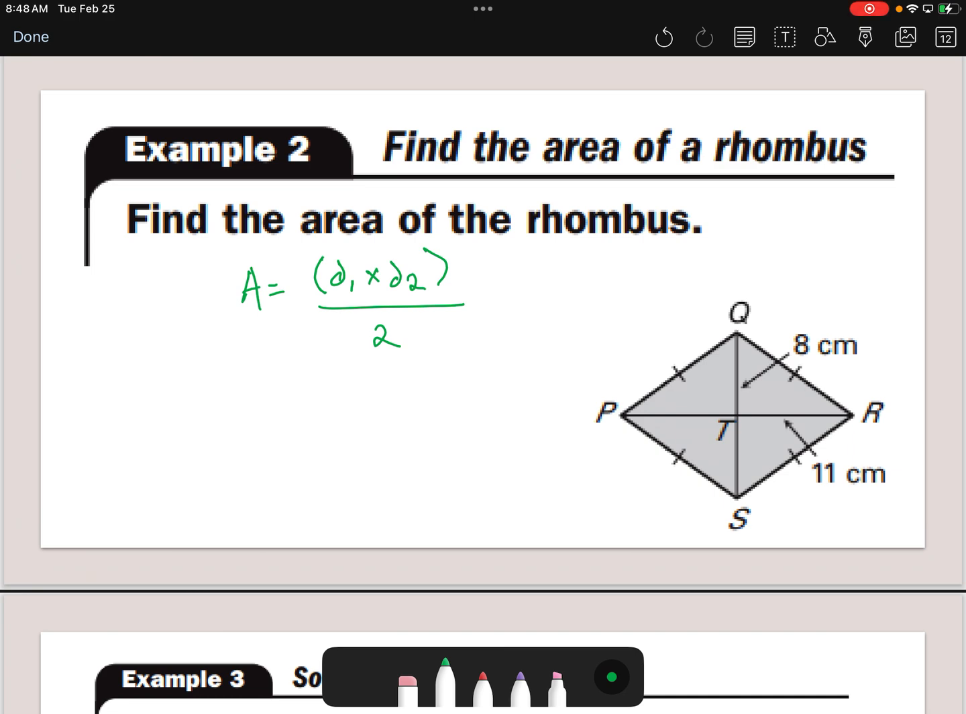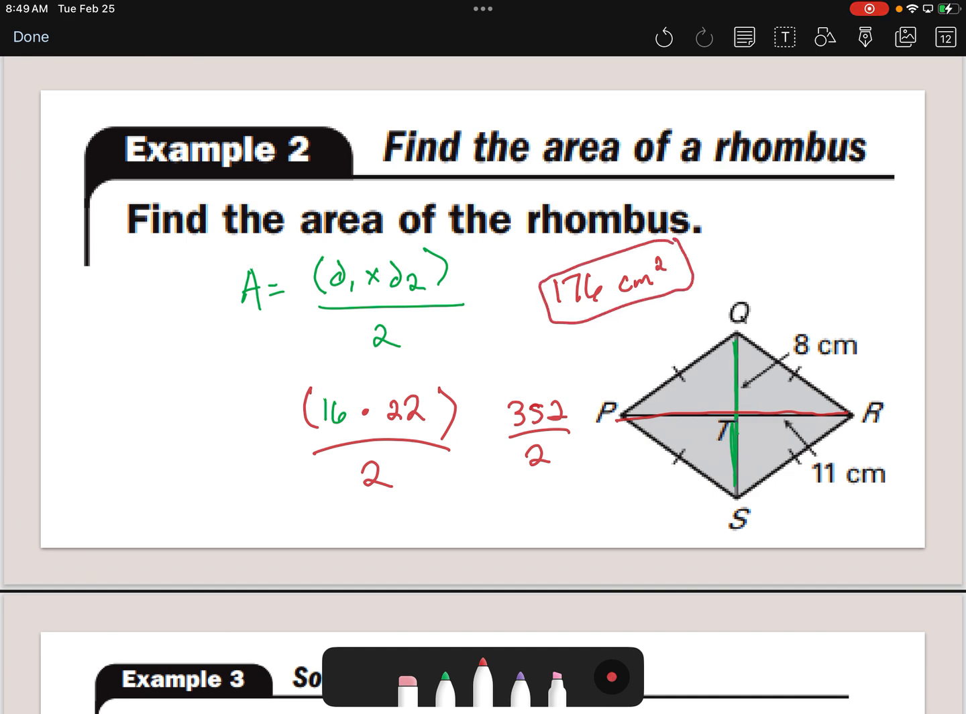Okay. Right now it's saying that this is 8. Okay, so that means the whole thing is what? So diagonal 1 is 16. Diagonal 2 is 11 times 2, which is 22. I'm going to multiply those. 16 times 22 is equal to 352. And divide that by 2. Your answer is going to be 176 centimeters squared.